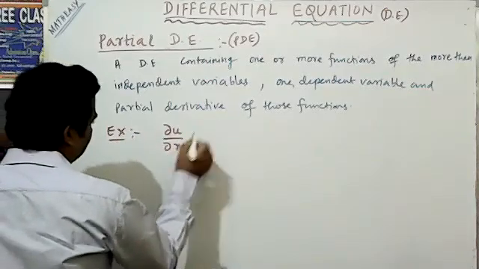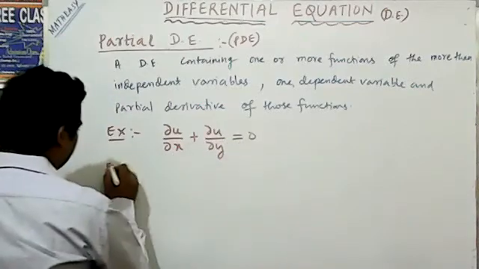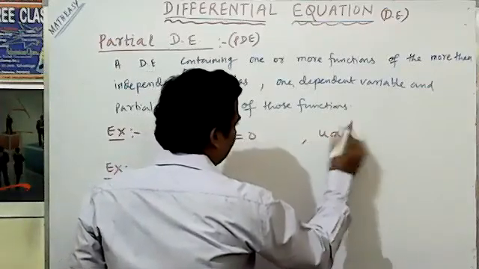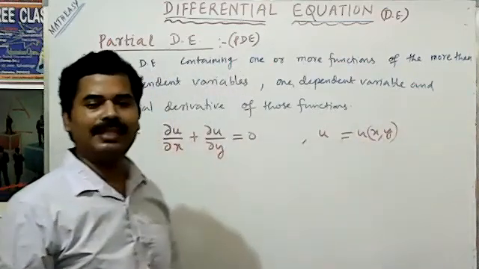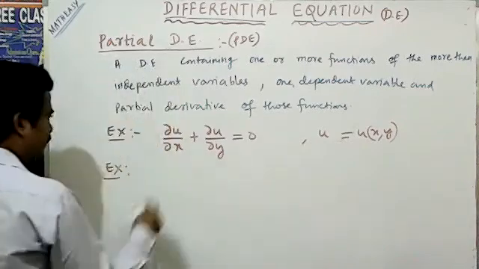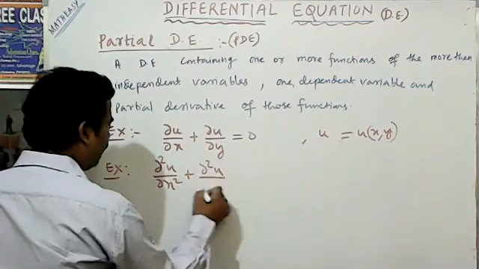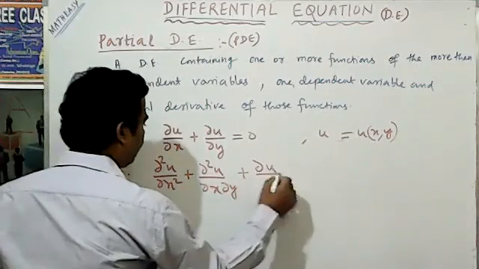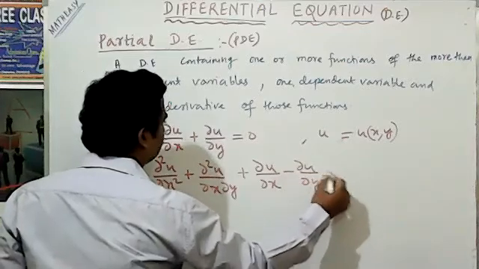Take the example. Del u by del x plus del u by del y is equal to another. Here u is a function of x, y. Here x is independent, y is independent, u is dependent variable. Similarly, del square u by del x square plus del square u by del x del y plus del u by del x plus minus del u by del y is equal to 0.